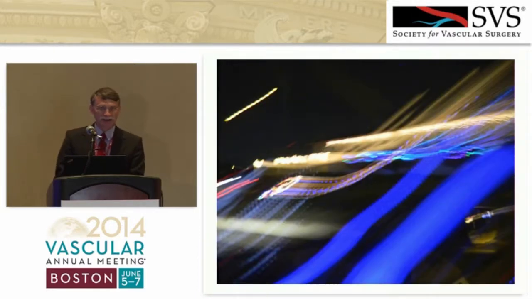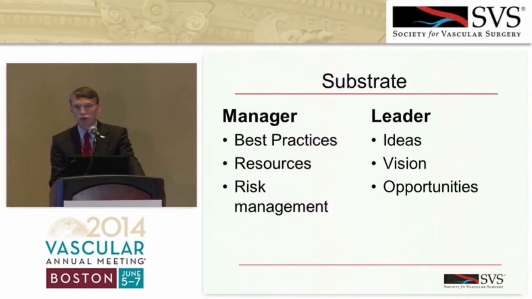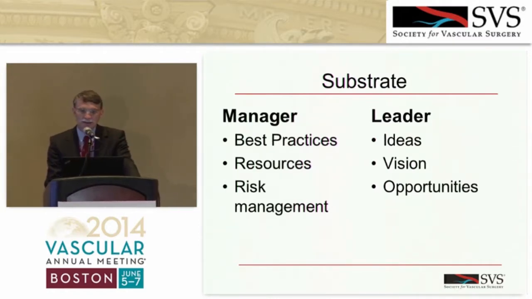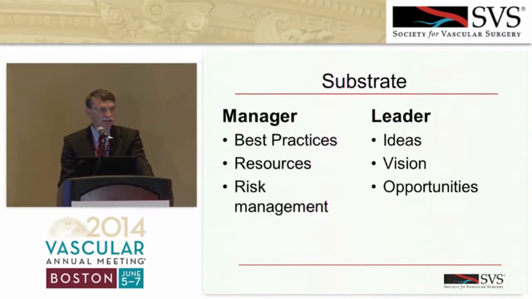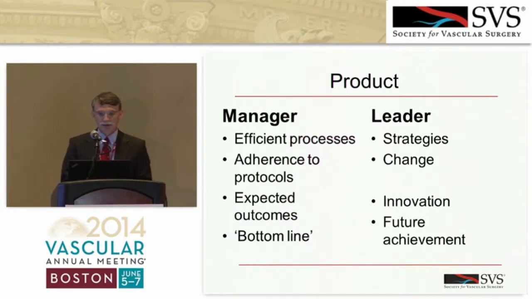The leader would see this kind of image as an opportunity, something that's chaotic and could be changed into something that's orderly. A manager would see this as chaos, which is bad. So what's the substrate? Well, for the manager, the substrate is best practice and risk management. For the leader, the substrate is ideas and challenges, opportunities, and the vision that comes from that. It's a different mindset between a manager and a leader.